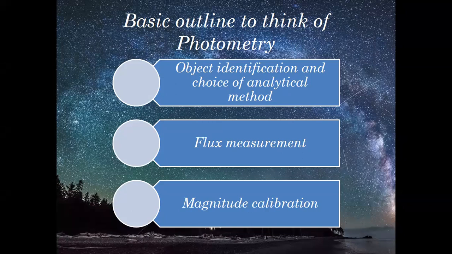The second step is to measure flux. That is the second and the primitive step of sensing the amount of power that you receive. And once you have an estimate of power, then you can go for the magnitude calibration of that particular star. Next slide.